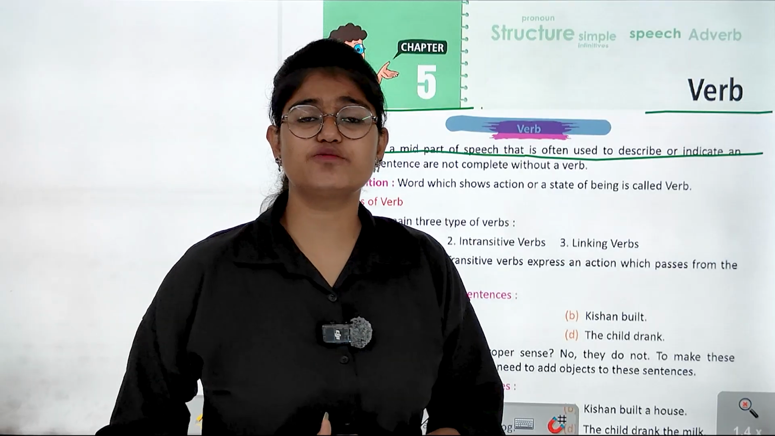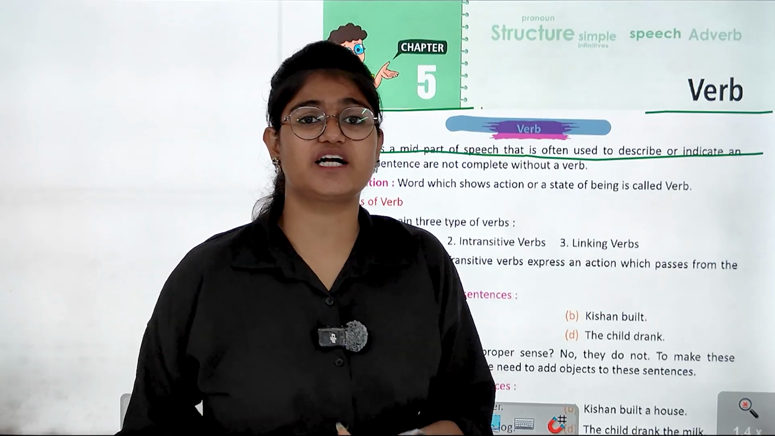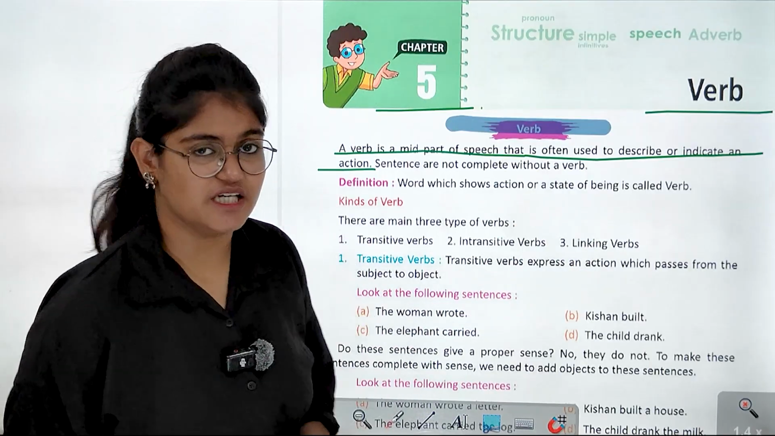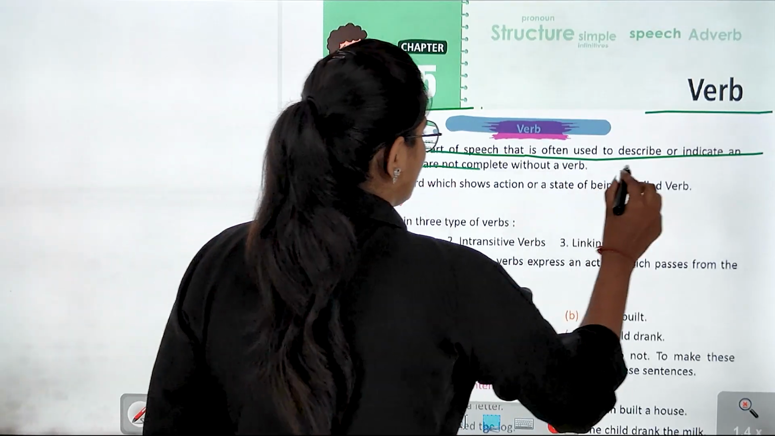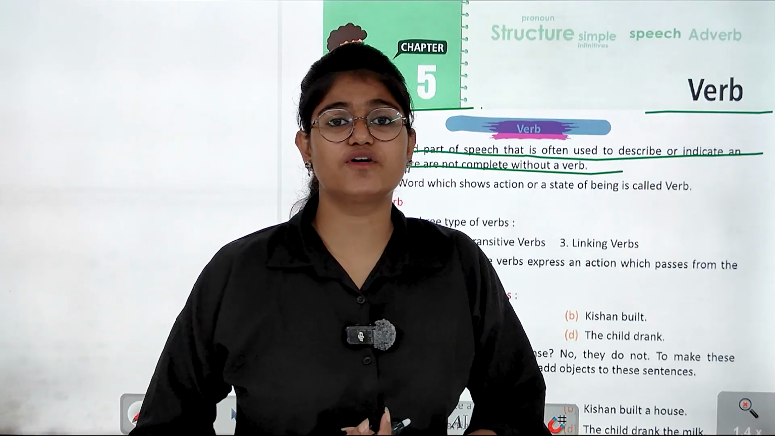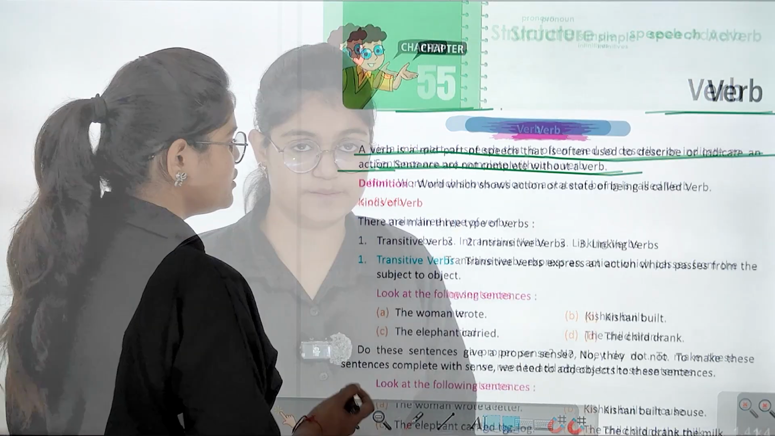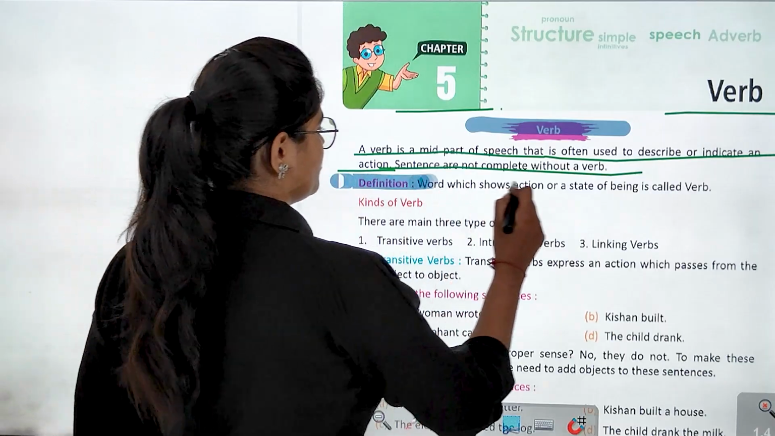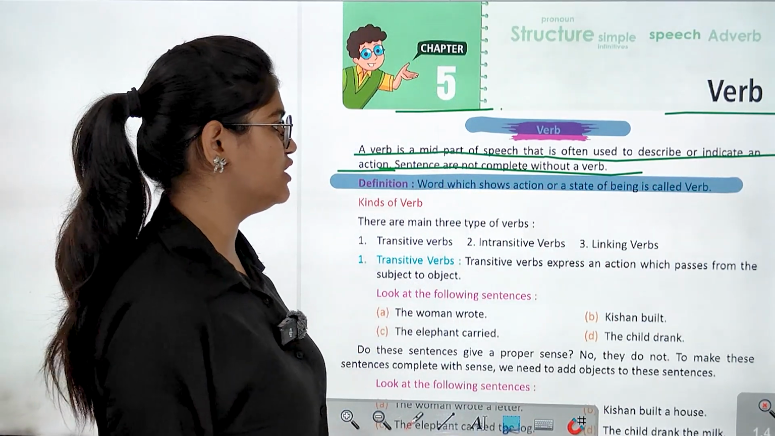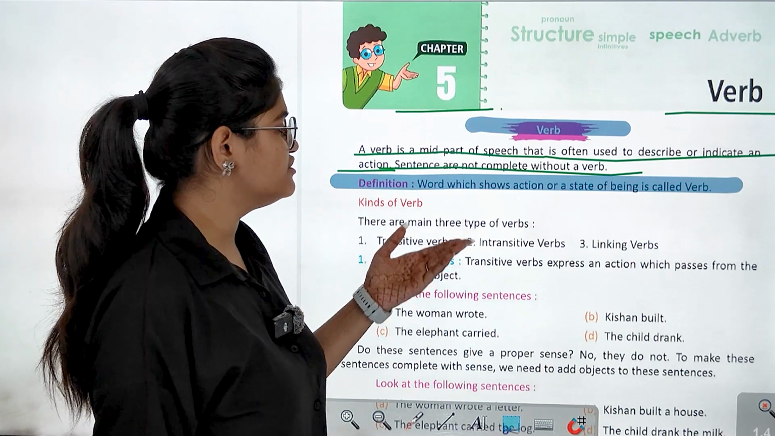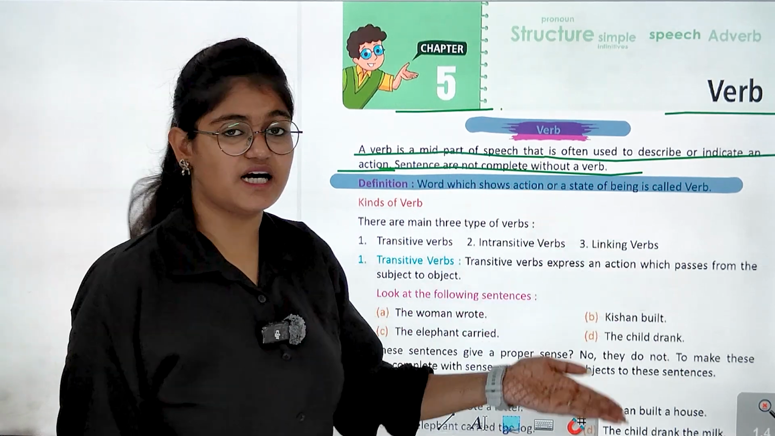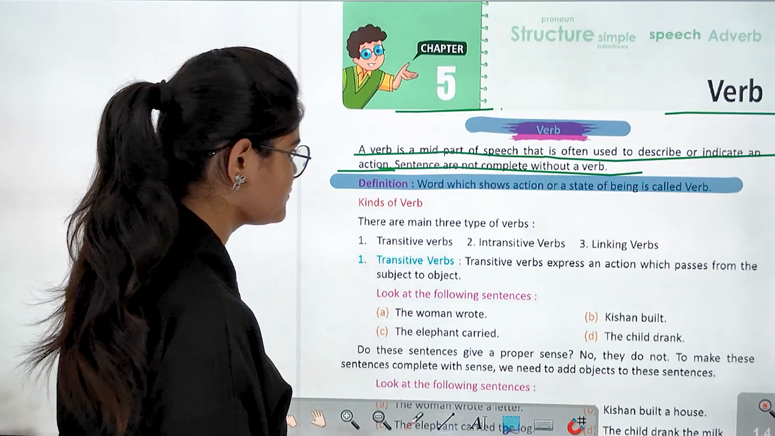कि ये usually किसी न किसी action को, किसी काम को identify या फिर describe करने के लिए use किया जाता है. Sentences are not complete without a verb. कि sentence जो है वो बिना verb के incomplete माना जाता है. So the definition of verb is: a word which shows action or a state of being is called a verb. कि words जो हमें action दिखाता है या state of being दिखाता है उसे हम verb कहते हैं, right?